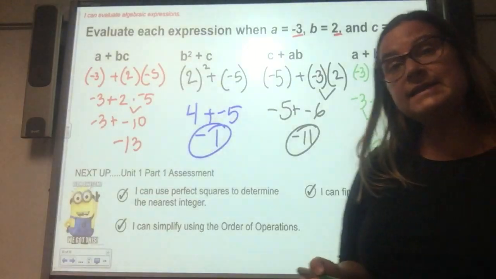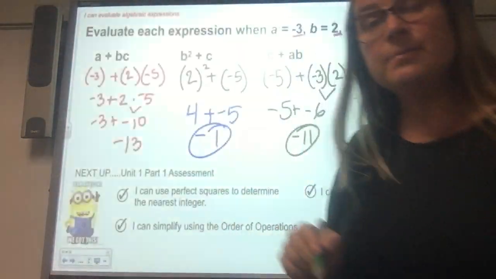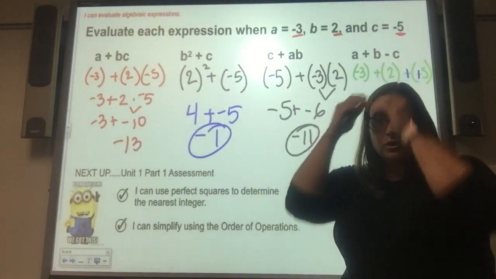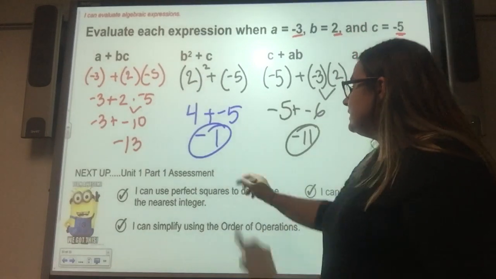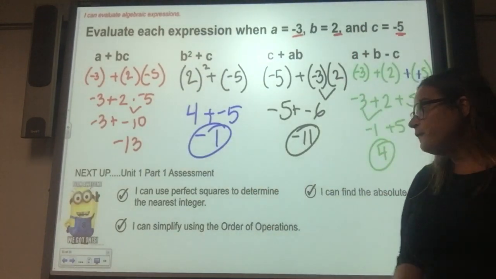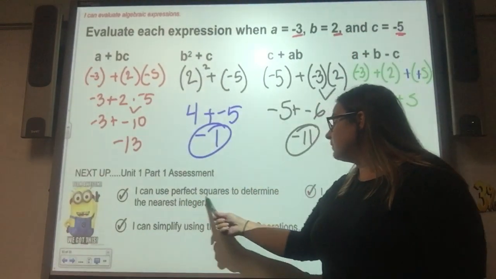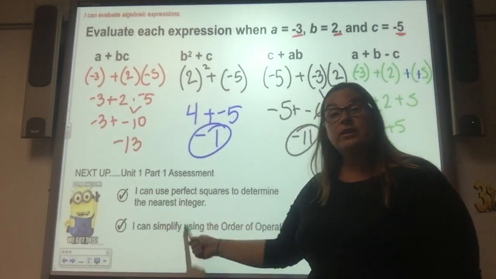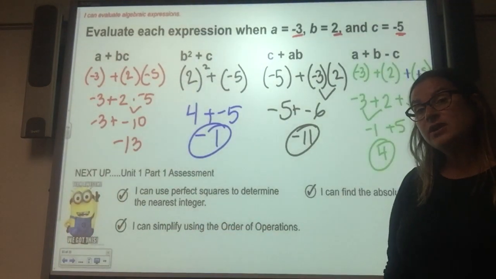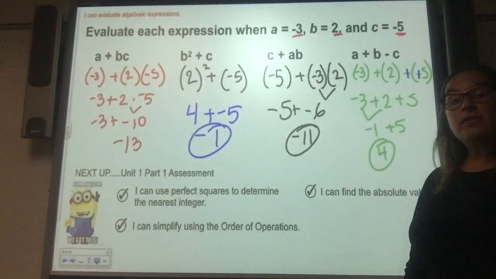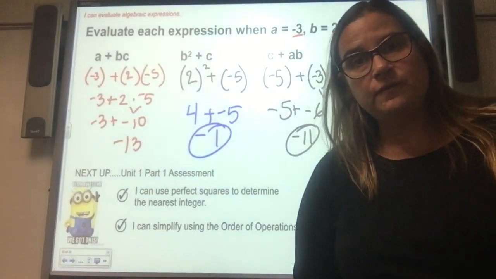Okay, so your practice today is going to involve problems very similar to this. And then what we're going to do for the next video, which will be the true last video, is going to be a review. And what we're going to focus on is that you can use perfect squares to determine the nearest integer, that you can simplify using the order of operations, and that you can find the absolute value.